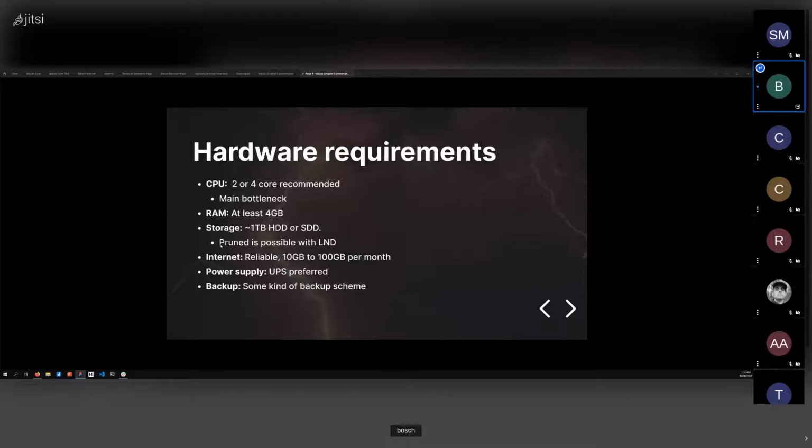Like I mentioned before as well, you need a reliable internet, preferably like 10 gigabytes to 100 gigabytes of data per month. You want a power supply, ideally an uninterrupted power supply, one that's not going to get affected if there's a big power outage. And you're going to need some kind of backup scheme. That might not necessarily be a hardware requirement. Maybe you use some kind of encrypted cloud-based tool, but there are some hardware components. Say if you want to back up a mnemonic, which your Lightning node has an on-chain wallet, which generally has a mnemonic or a recovery phrase, you might want to use a steel plate or something like that for that.